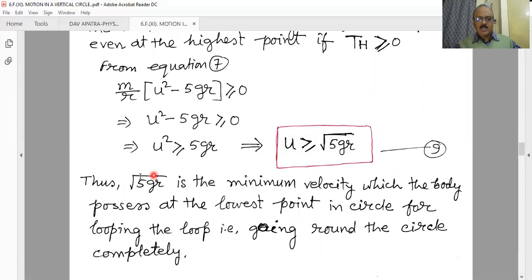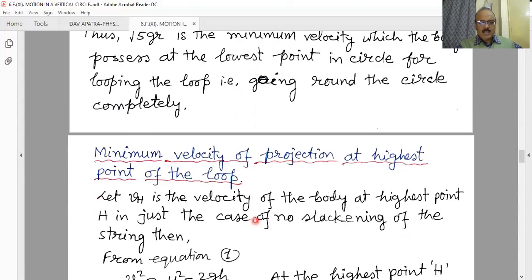Root over 5gr, you observe there is no term of the mass here. That means for a smaller object or for a larger object, the minimum velocity at the lowermost point, the L point, will be root over 5gr or more than root over 5gr, irrespective of their masses. The velocity must be equal to root over 5gr as a minimum, or more than root over 5gr. Otherwise, it cannot complete the circular loop, the vertical circle.